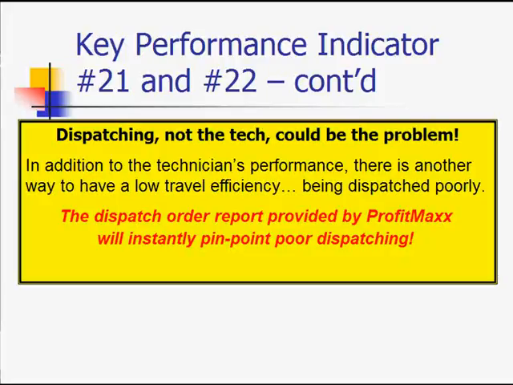But one of the beauties of ProfitMaxx is there's a report within ProfitMaxx called the Dispatch Order Report. So if you suspect you've got a problem with your dispatcher, simply pull that report out and see how they were dispatched. Were they sent all over town, or were they sent around the proper way? If they were sent around properly, guess what? It's not a dispatcher problem, it's a technician problem.